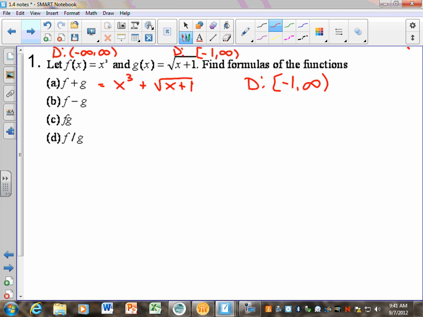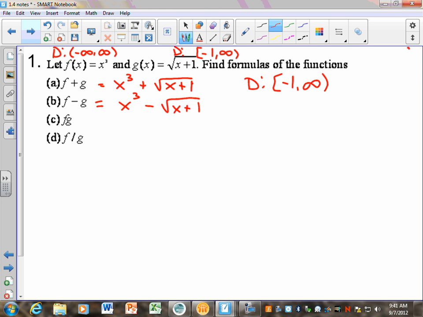When I subtract these, I'm just going to subtract. Not that exciting. I'm just going to take f of x, which is x cubed, and I'm going to subtract g of x, which would be the square root of x plus 1. Can I subtract those two? Can't do anything. I don't have any like terms, so yet again, it's actually kind of a nice problem because I don't have to do anything here.